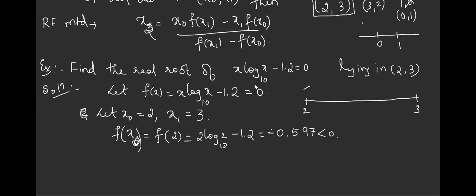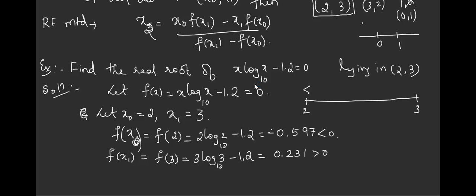For my understanding, I'll write it like this, less than 0. I'll tell you what the use is a little later. Similarly find f of x1. What is my x1? x1 is 3. Again in x log x minus 1.2, replace x by 3. So 3 log 3 to the base 10 minus 1.2 is how much? 0.231. Is it positive or negative? Positive.